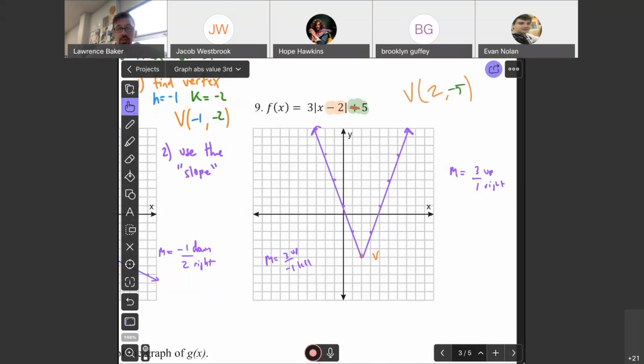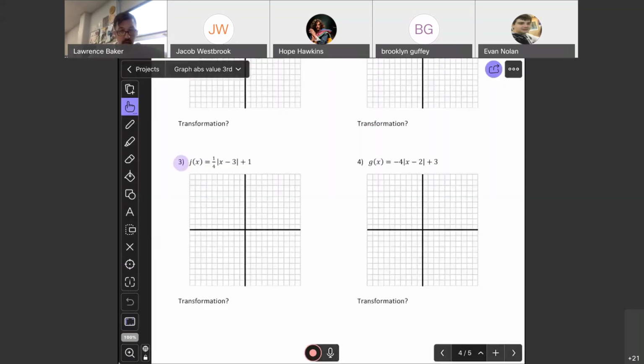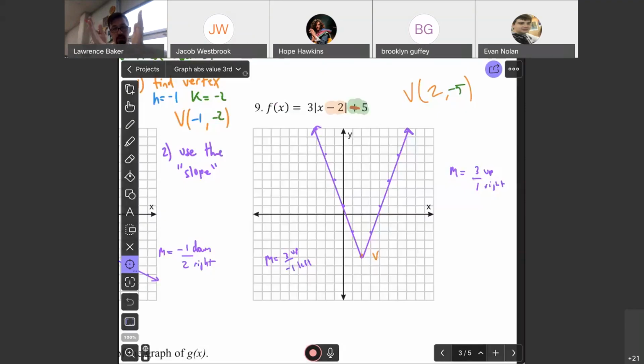So Jacob, you asked about number 3 earlier on the homework. Do you see how you would do it now? So you find that vertex and then use your slope to graph the sides. But again, no matter what, your graph should be a V. Here we have a sharper V. This one opens up. Of course, it's been shifted, but it's still a V.